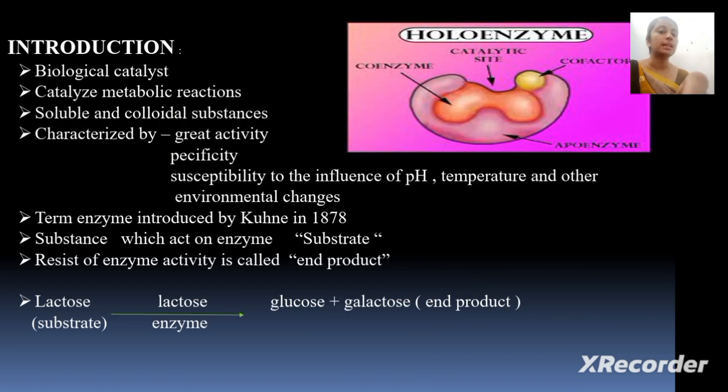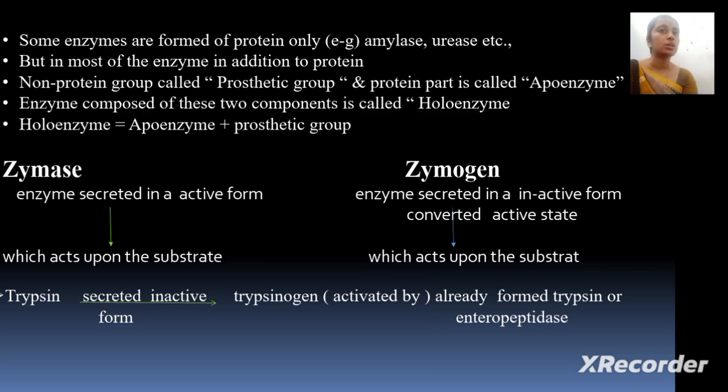One example is lactose as the substrate, lactase as the enzyme, and glucose and galactose as the end products. Some enzymes are formed of protein only, for example amylase and urease. But most enzymes, in addition to protein, have a non-protein group called the prosthetic group, and the protein part is called the apoenzyme. The enzyme composed of these two components is called the holoenzyme. The holoenzyme is equal to apoenzyme plus prosthetic group.